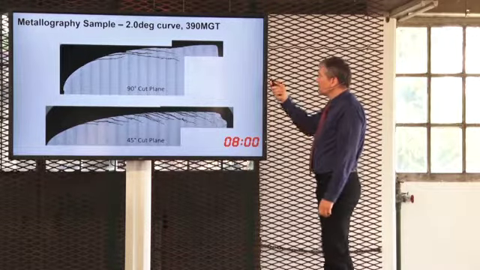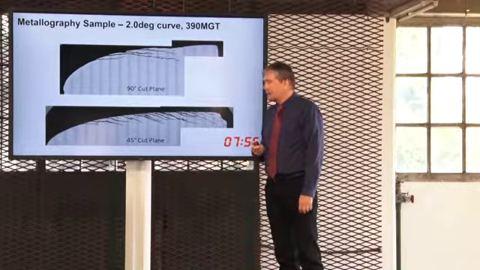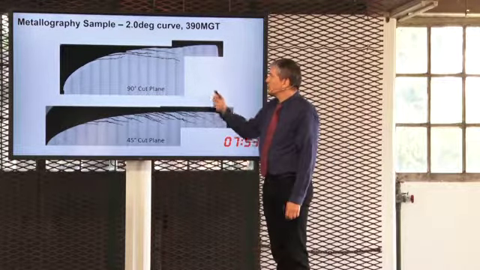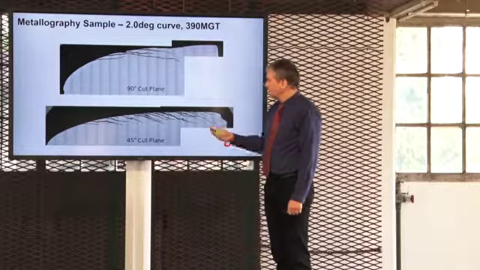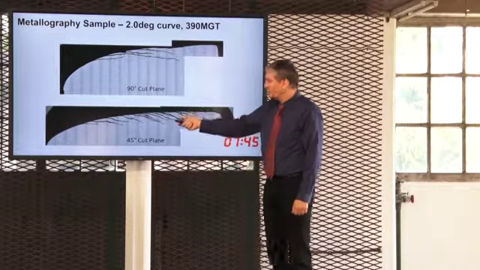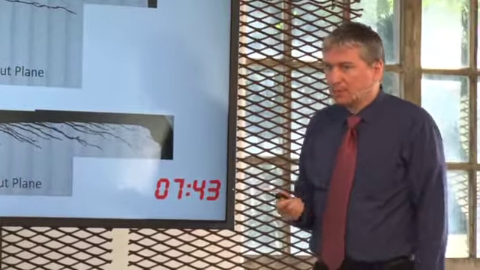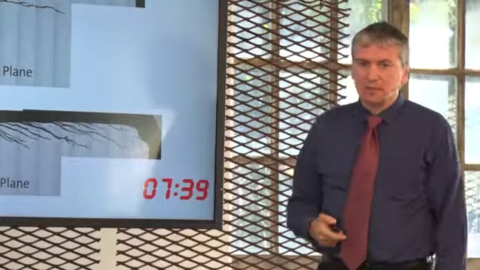This is for a 2-degree curve, 390 MGT of traffic. This is cut at a 90-degree cut plane. There are not too many cracks. They're fairly long, but the density is not there, right? If you do a 45-degree plane cut for the exact same rail, you catch many more cracks, and you also build the confidence that you're actually catching the deepest cracks, right?